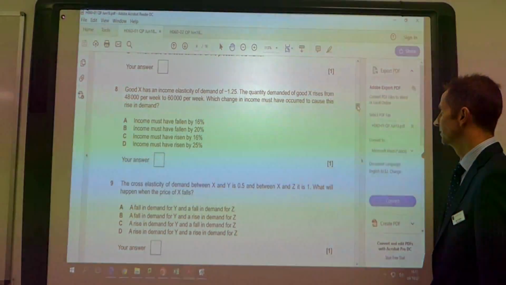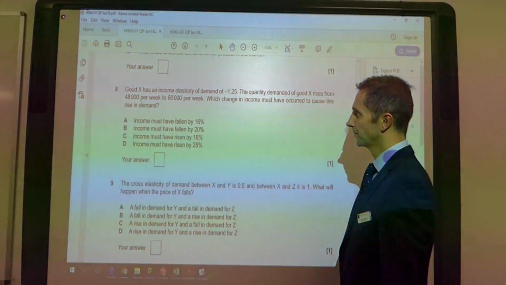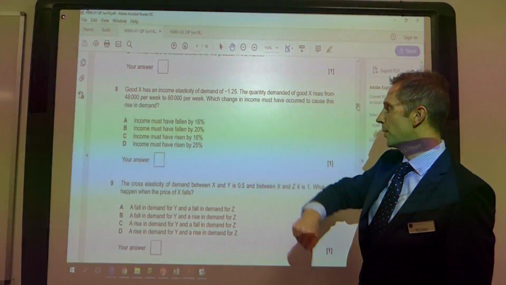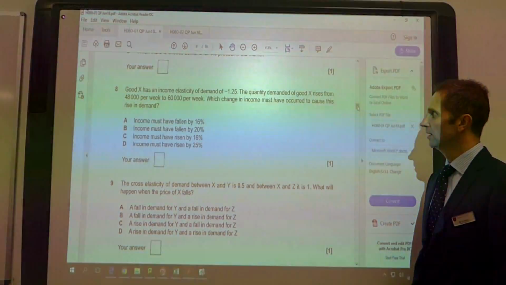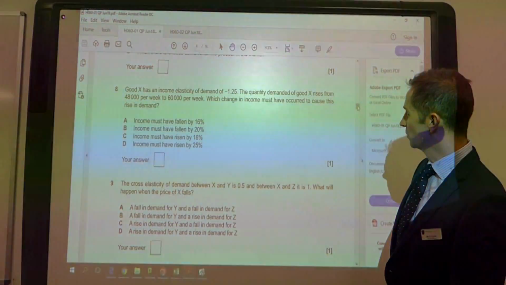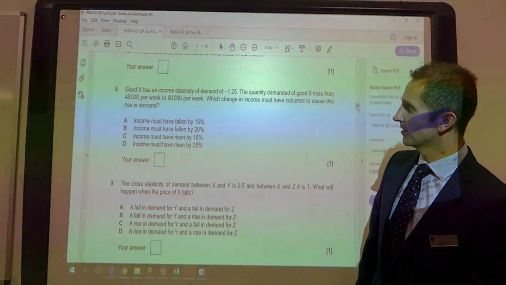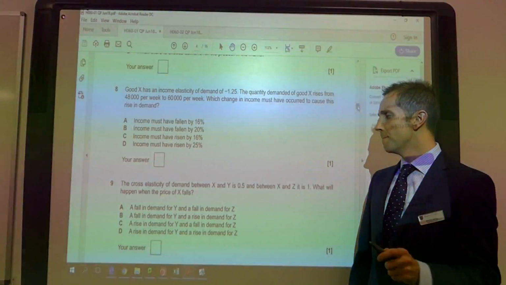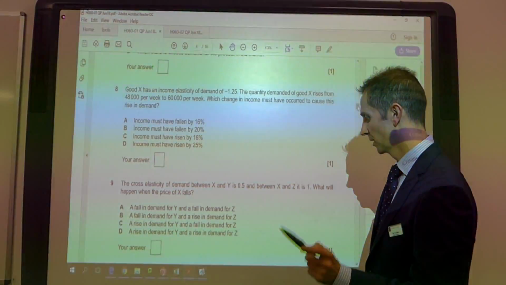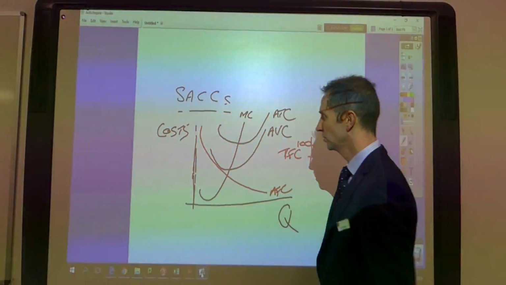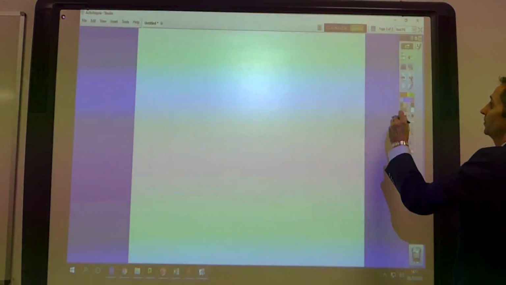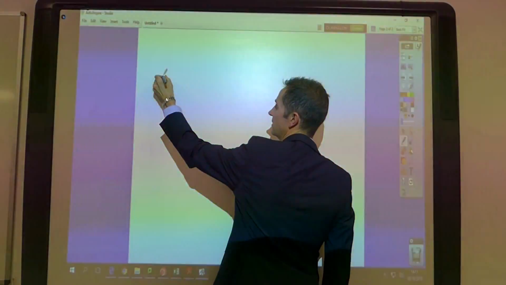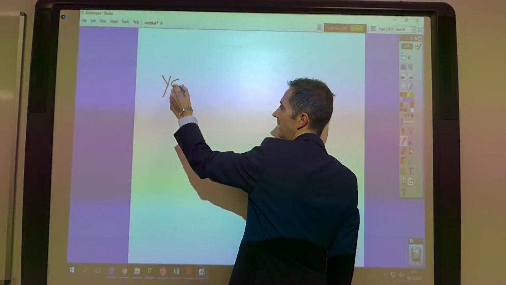It's an assessment. Okay, so good X has an income elasticity of minus 1.25. The quantity of good demanded rises from 48,000 to 60,000. Which change in income must have occurred? Okay, let's flick to a clean page here and let's sort this one out. So we need knowledge of YED.